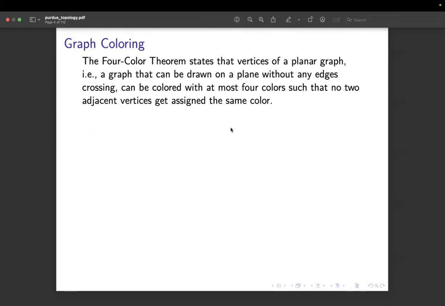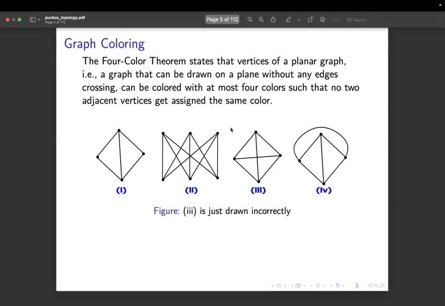So the first thing is I'm going to talk about the four-color theorem, which states that vertices of a planar graph, that is a graph that can be drawn on a plane without any edges crossing, can be colored with at most four colors, such that no two adjacent vertices get assigned the same color.